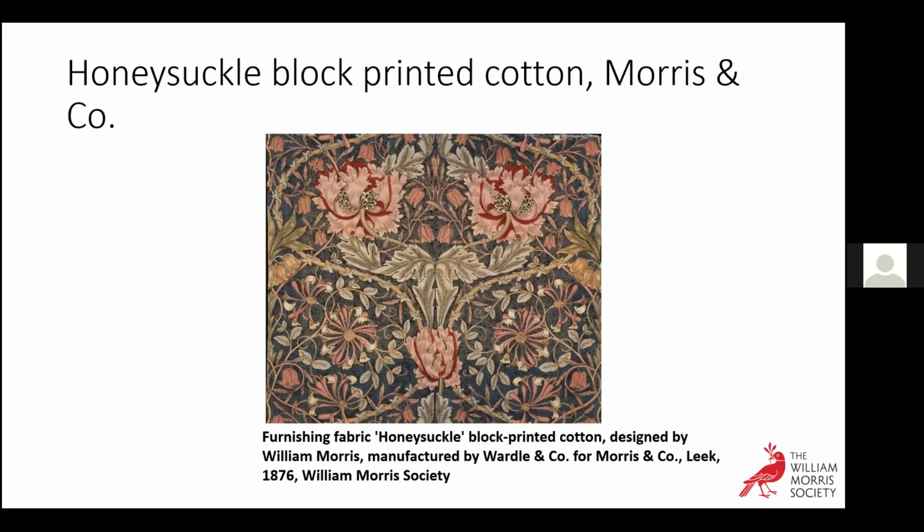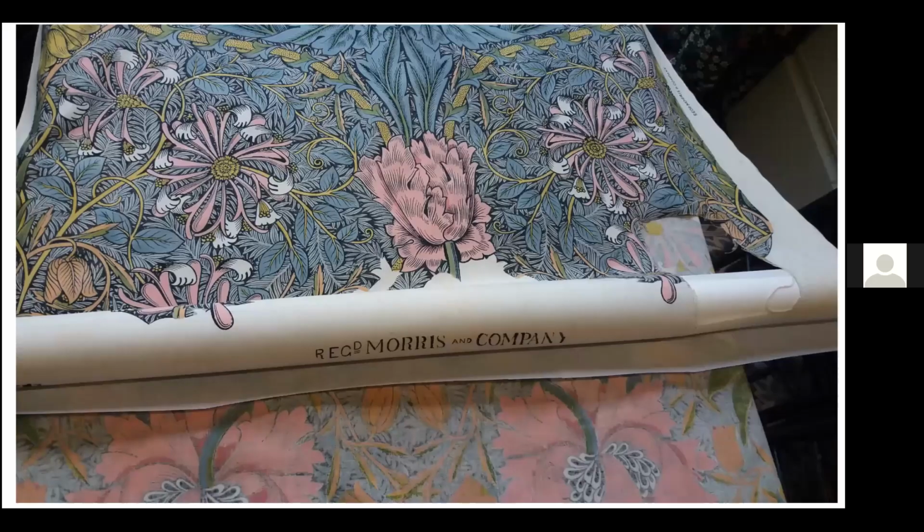Honeysuckle was one of Morris's most complex and successful patterns. Trial printing started in June of 1876 and took several months to perfect. The Morris and Company registration mark is clear on this example we have here in the Society's collection, and this really large sample beautifully illustrates the block printing process, because you can just see the edge of the printing where the edge of the block ends.